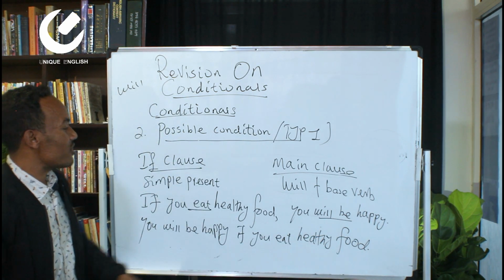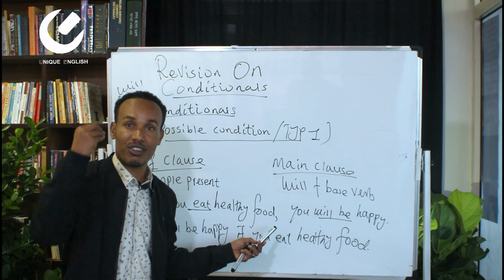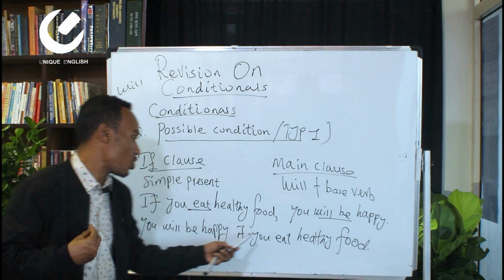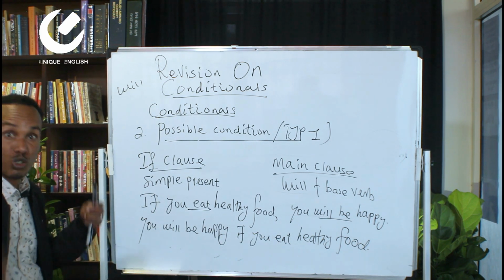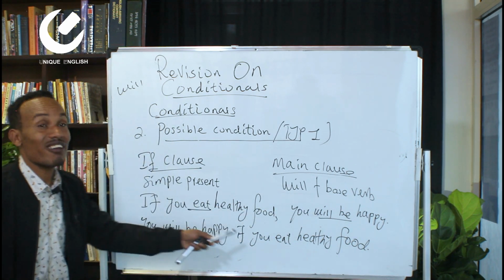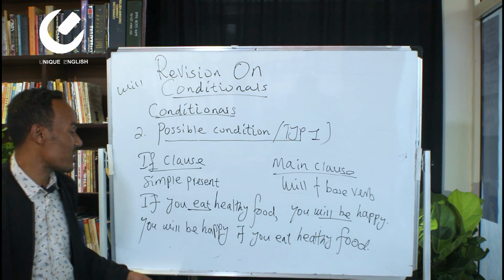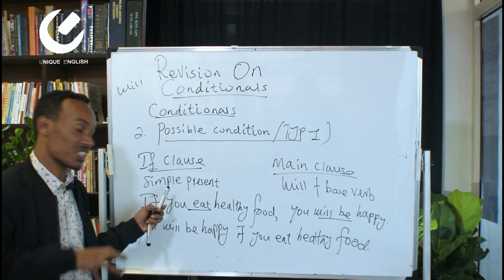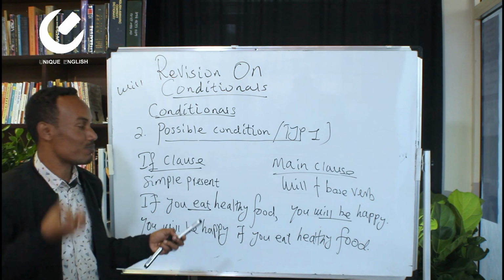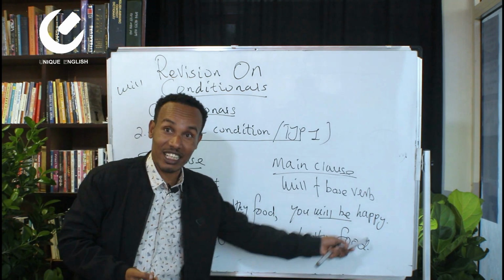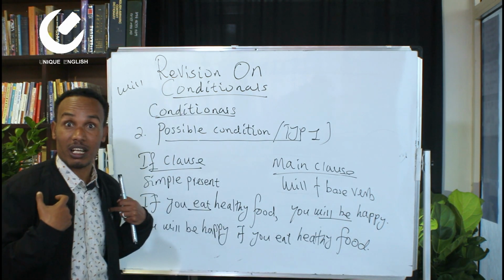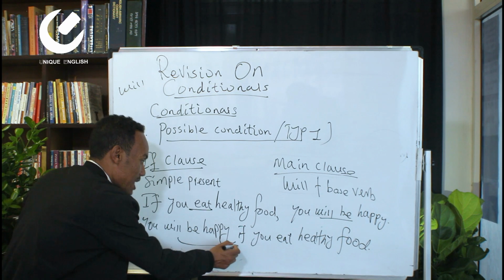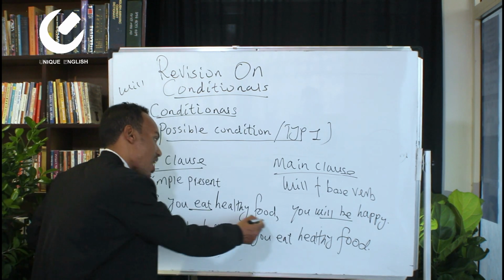The difference is when I bring the if clause to the beginning of the sentence, I need to use a comma. But when I bring the main clause to the beginning, I have to avoid the comma. Look, if you eat healthy food, where is the emphasis? What is the focus of the sentence? If you eat healthy food, what will you be? You'll be happy. So the focus is on being happy. Here, however, the focus is on healthy food.